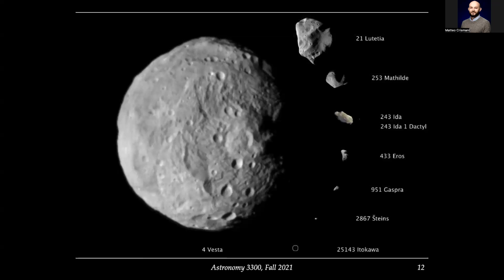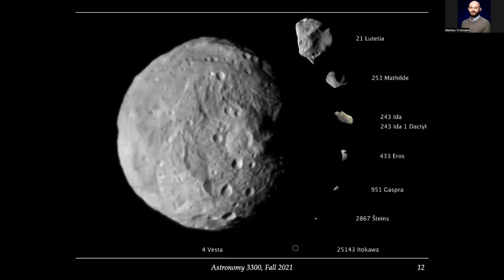That's 21 Lutetia. These are all to scale, by the way. You notice right away that once you get to 21, it's no longer circular. Circular is very unusual. They're not large enough to be compressed by gravity. You get down to here, you get stuff like Eros and Gaspra, and these are just tiny dots.